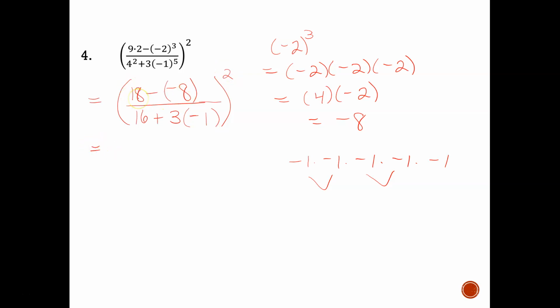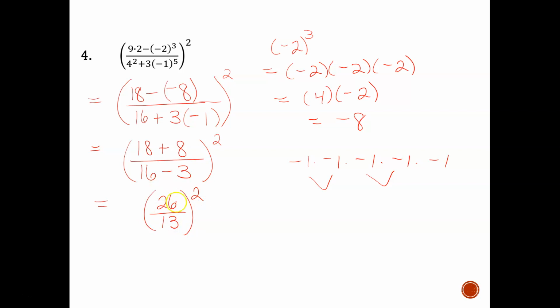Now back at the top, minus a negative is the same thing as plus a positive. Your leave, change, change rule is used there. And on the bottom, we're going to do the multiplication. So we're going to do 3 times negative 1 is a negative 3. So again, you can write it as a minus 3, or you could write plus negative 3. Keep the parentheses and the square. Back to the top, now we're going to add 18 plus 8. And on the bottom, we're going to subtract.